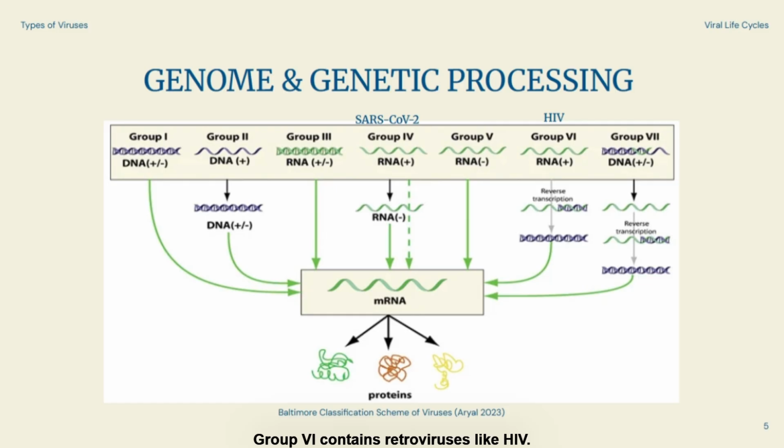Group 6 contains retroviruses like HIV. These viruses also have several intermediate steps to replicate their genome, most notably a reverse transcription step in which RNA is used to produce DNA.